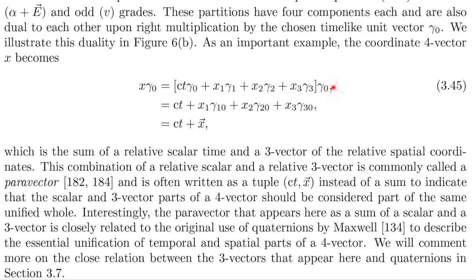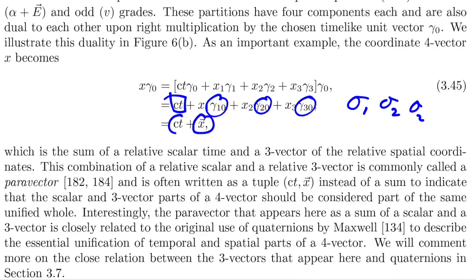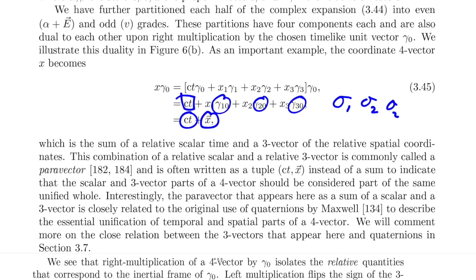And it's really obvious to see how that works, right? You just take this gamma 0 and distribute it in, because I'm multiplying on the right. Gamma 0 squared is 1, so this is your scalar piece right here. The scalar piece immediately pops out. And then, due to the orthogonality of gamma 0 with all the other basis vectors, you get gamma 1 gamma 0, gamma 2 gamma 0, gamma 3 gamma 0, which of course is sigma 1, sigma 2, and sigma 3. And we write that as a relative 3-vector plus a scalar. So look how beautiful that is.